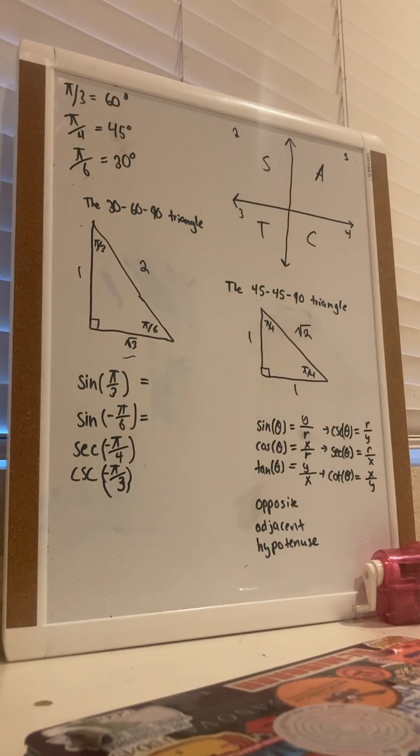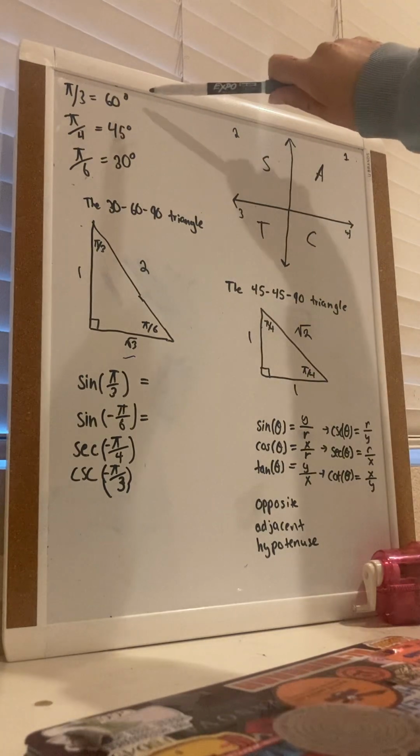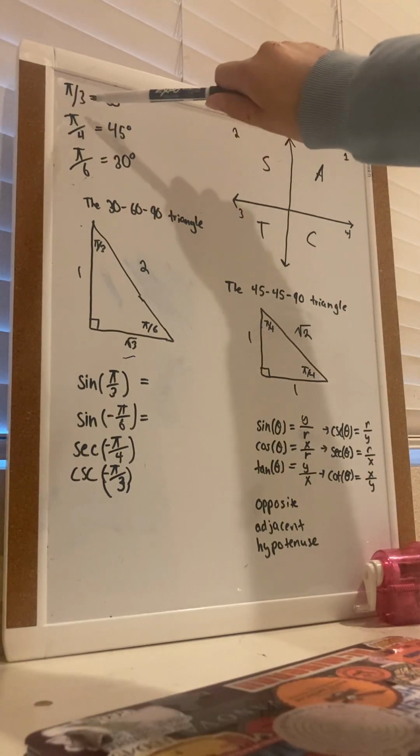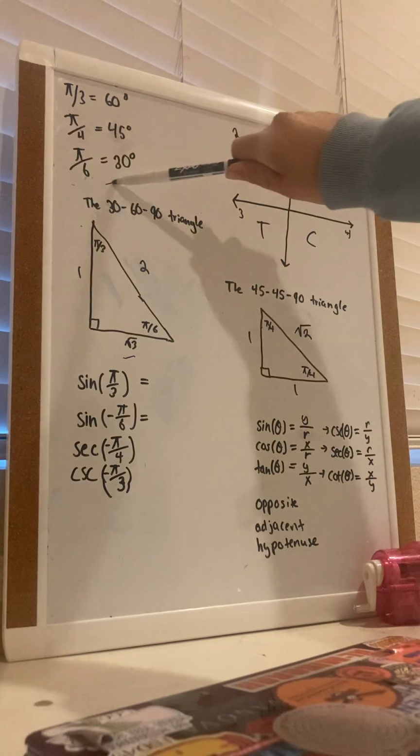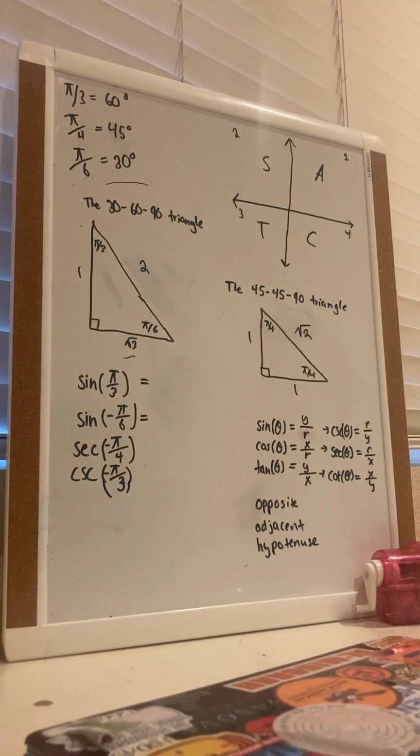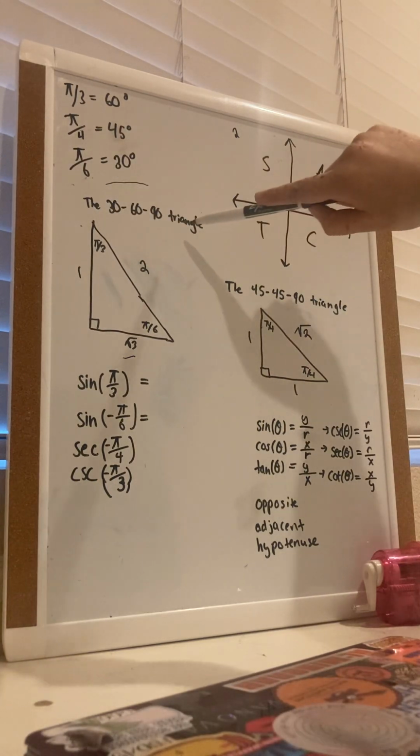Okay, so if you don't want to memorize the unit circle, there's a way to know all the trig function values without memorizing the entire circle with all the signs. What you do kind of need to memorize is this up here: the value of pi over 3, pi over 4, pi over 6, pi over 2, though that one's obvious. And then memorize the 30, 60, 90 triangle.